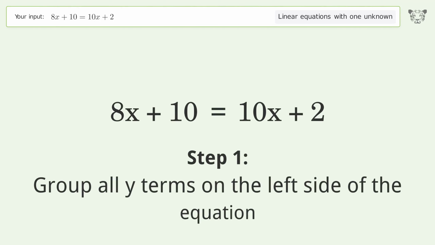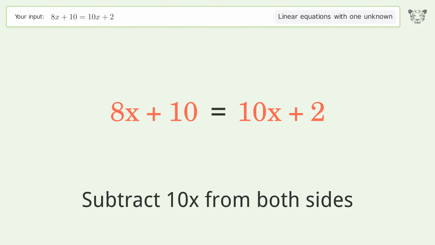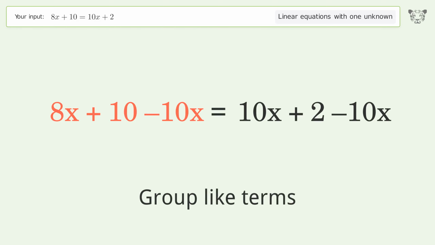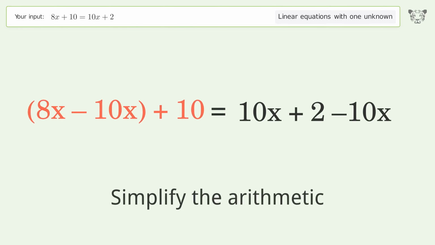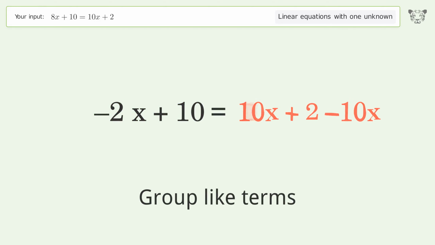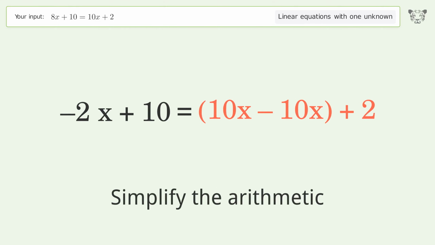Group all y terms on the left side of the equation. Subtract 10x from both sides. Group like terms. Simplify the arithmetic. Group like terms. Simplify the arithmetic.